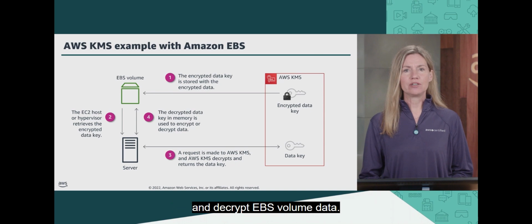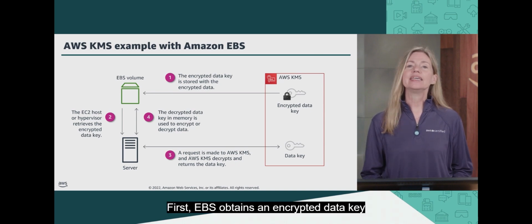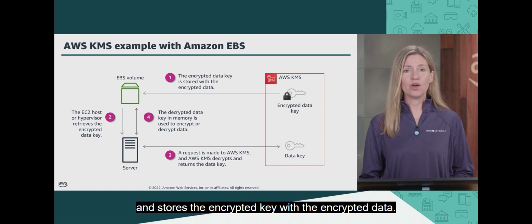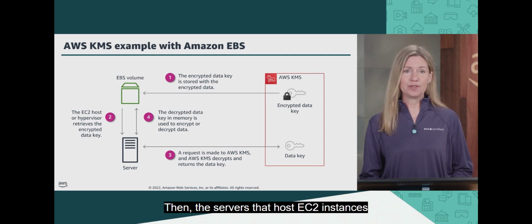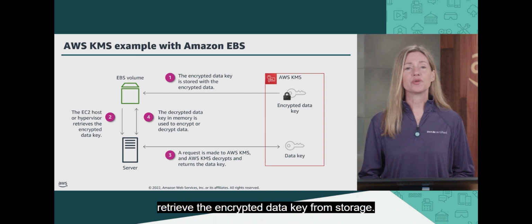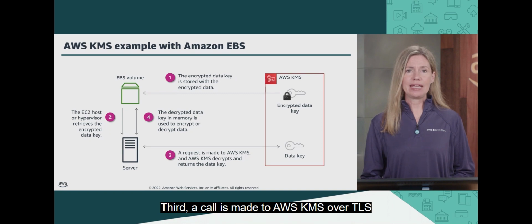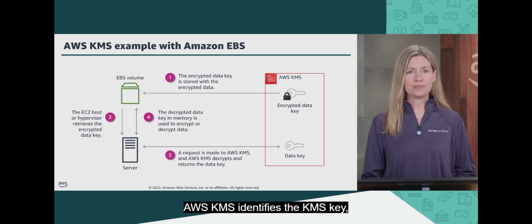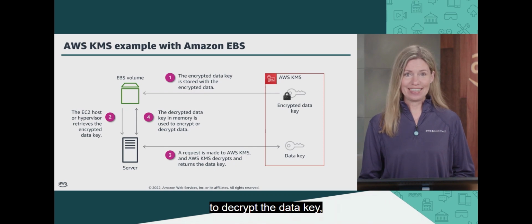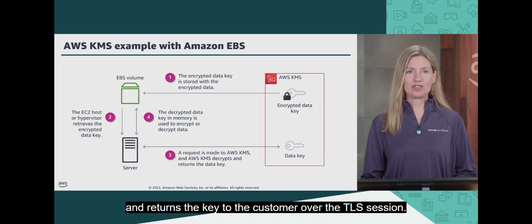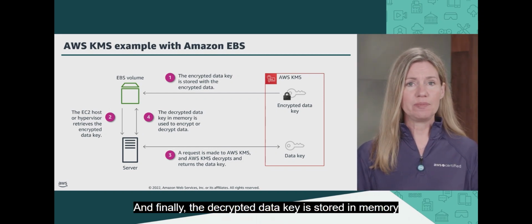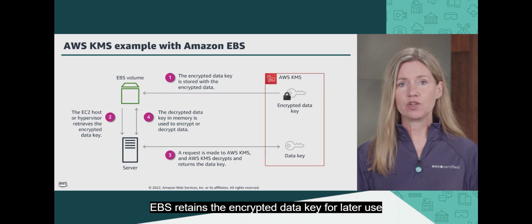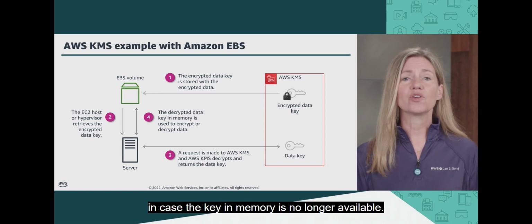Let's look at the steps to encrypt and decrypt EBS volume data. First, EBS obtains an encrypted data key under a customer-managed key through AWS KMS and stores the encrypted key with the encrypted data. Then, the servers that host EC2 instances retrieve the encrypted data key from storage. Third, a call is made to AWS KMS over TLS to decrypt the encrypted data key. AWS KMS identifies the KMS key, makes an internal request to the HSM to decrypt the data key, and returns the key to the customer over the TLS session. And finally, the decrypted data key is stored in memory and used to encrypt and decrypt all data going to and from the attached EBS volume. EBS retains the encrypted data key for later use in case the key in memory is no longer available.